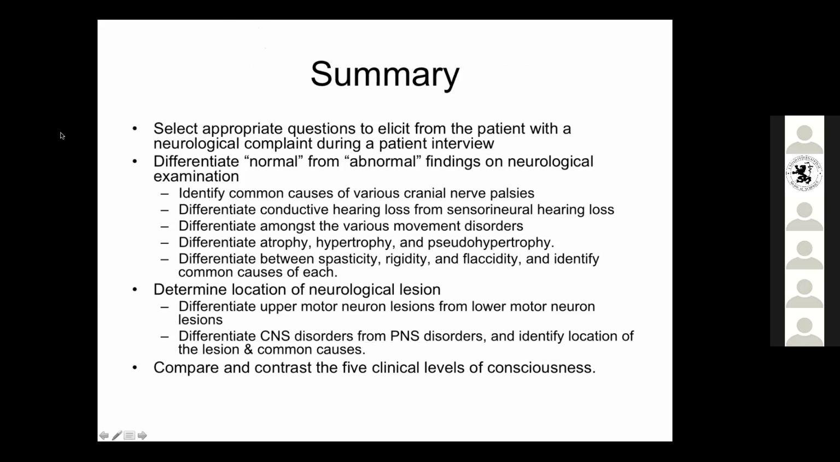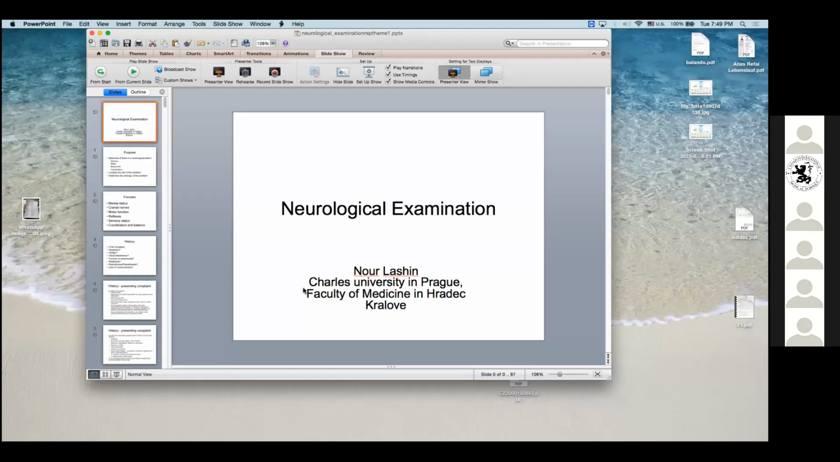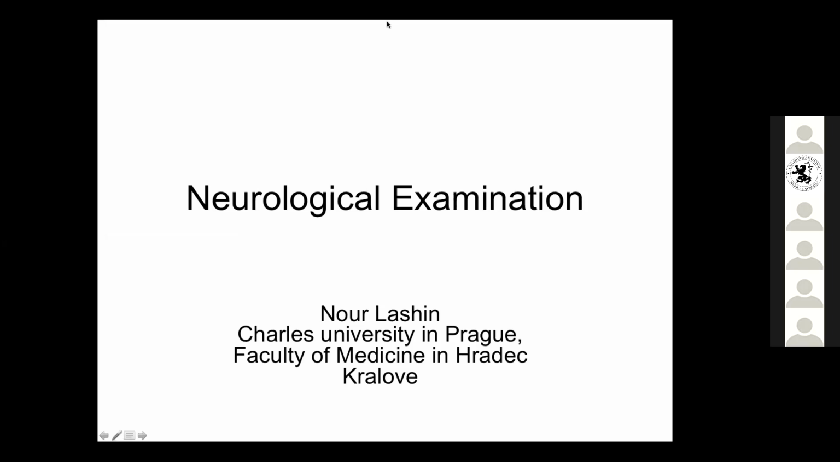So to summarize, it is important to ask the patient certain questions in a neurological examination to obtain a proper history, to identify abnormal findings, distinguish between normal and abnormal findings, locate the sign, locate the lesion, whether it's central or peripheral, to compare and test the consciousness. And that's it. And now for your questions.